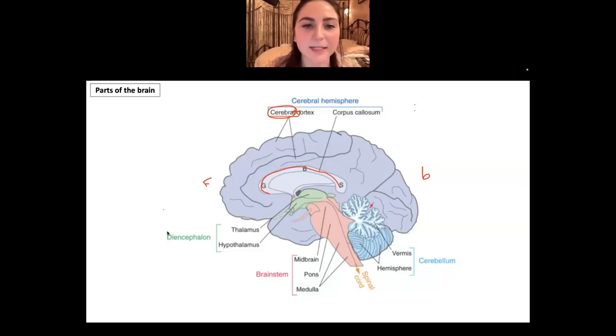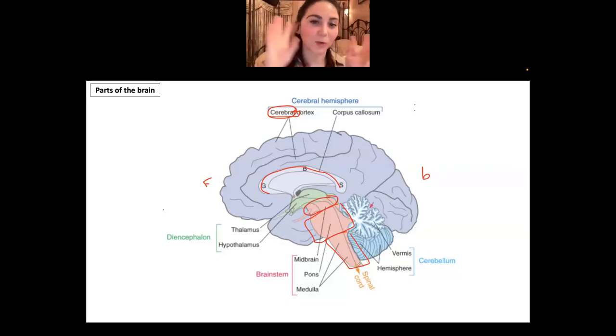The diencephalon is made up of the thalamus and the hypothalamus. Those are going to be their own sessions, with their own anatomy. And then the brainstem. The brainstem is made up of three parts: the midbrain, pons, and medulla. The midbrain is the uppermost part around here. When you get this little divot coming out, that's your pons. And the medulla is the last part of the main brainstem right before the spinal cord. Okay, so that's your brainstem.